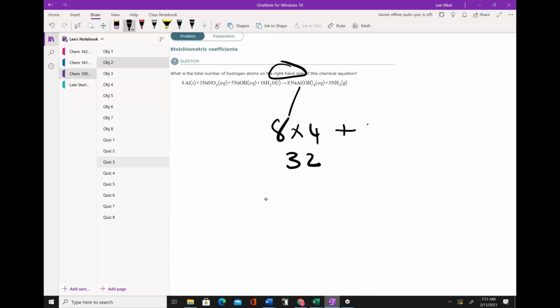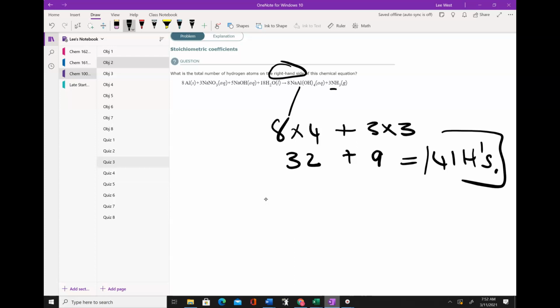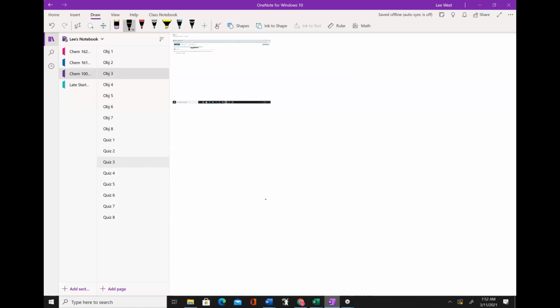And then we've got 3 units of this compound here, and within each unit of the compound there are 3 hydrogen atoms. So that gives me another 9 hydrogen atoms. So we've got a total of 41 hydrogens. Going pretty well so far. Now, if I want to double check, I can tally up the hydrogens on the other side, and it should also come up to 41. So 5 plus 18 times 2, that's 5 plus 36, you guessed it, 41. So doubly confident there.